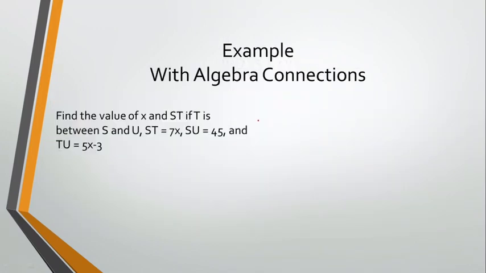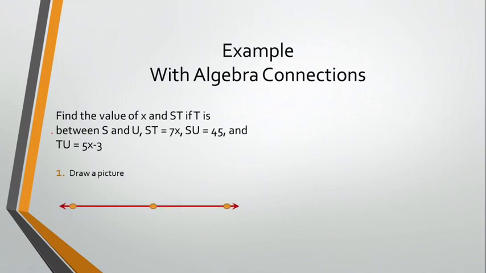Here is an example with algebra connections. So I'm given a word problem. It says find the value of x and ST if T is between S and U. ST is equal to 7x, SU is equal to 45, and TU is equal to 5x minus 3. At this point, some of you might become overwhelmed because there are so many letters and numbers. So the first thing that you should do when faced with a word problem in geometry is to draw a picture. It helps to clarify what exactly we're looking at, and it helps to simplify and streamline the problem.